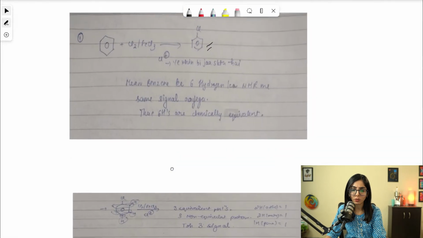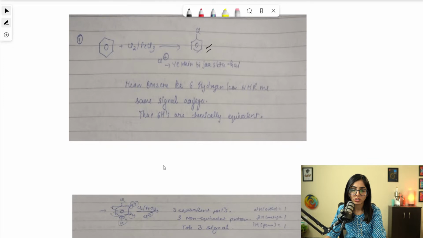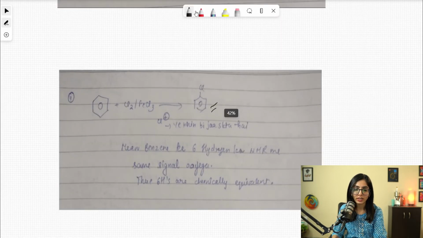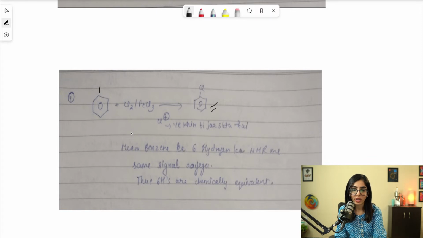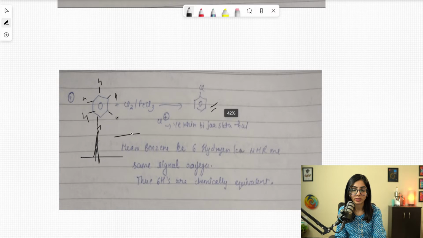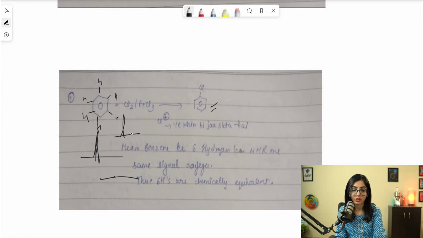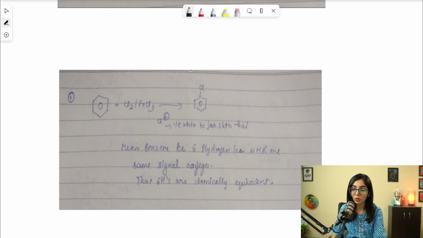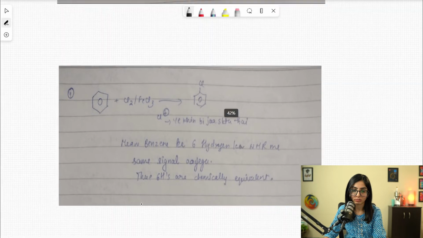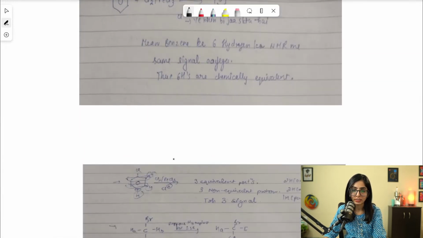It's written over here as well that these 6 hydrogens are chemically equivalent, so it will give only one signal. I just forgot to tell you that since all the hydrogens over here are equivalent, they will give only one signal. So we will be getting one signal, like this. I'm so sorry, I'm very bad at drawing. You'll be getting it like this over here, because all these hydrogens are equivalent. This was for benzene. Don't confuse it with chlorobenzene. We'll be covering chlorobenzene later on, in maybe half an hour or 1 hour. Let's see how things proceed.